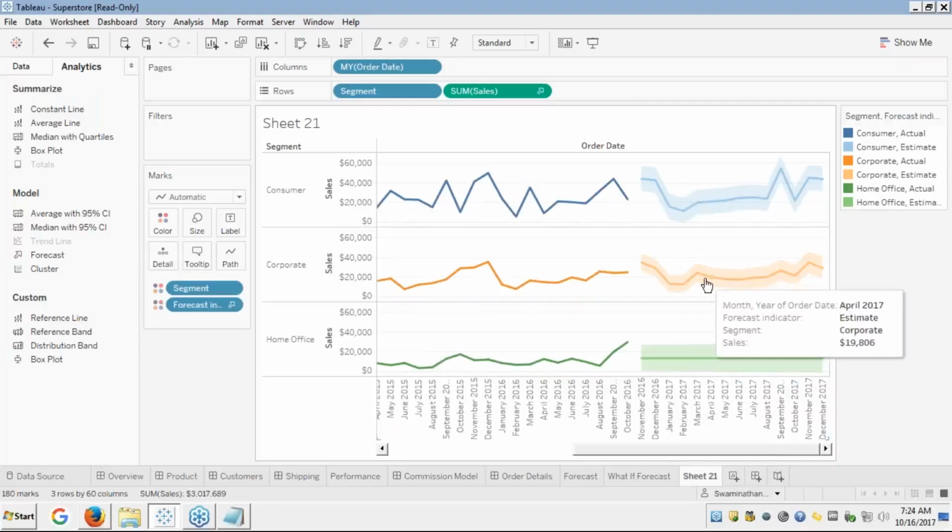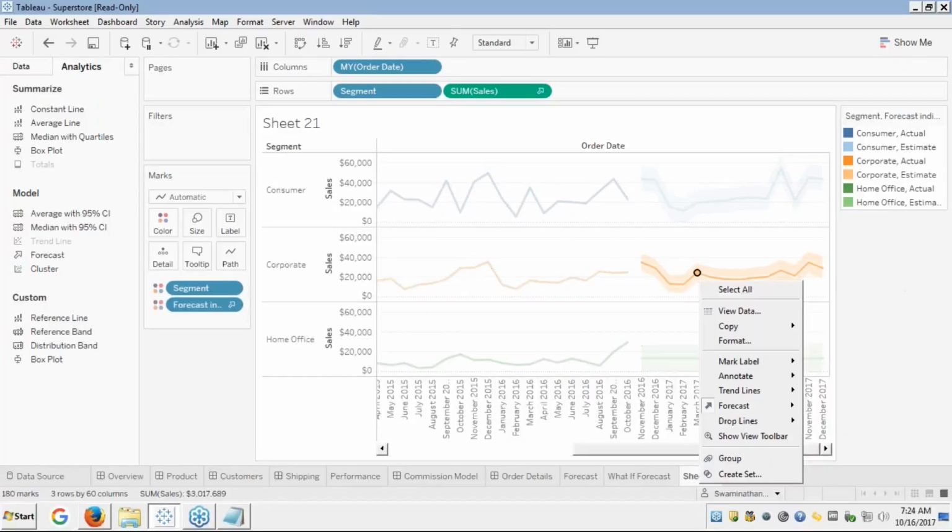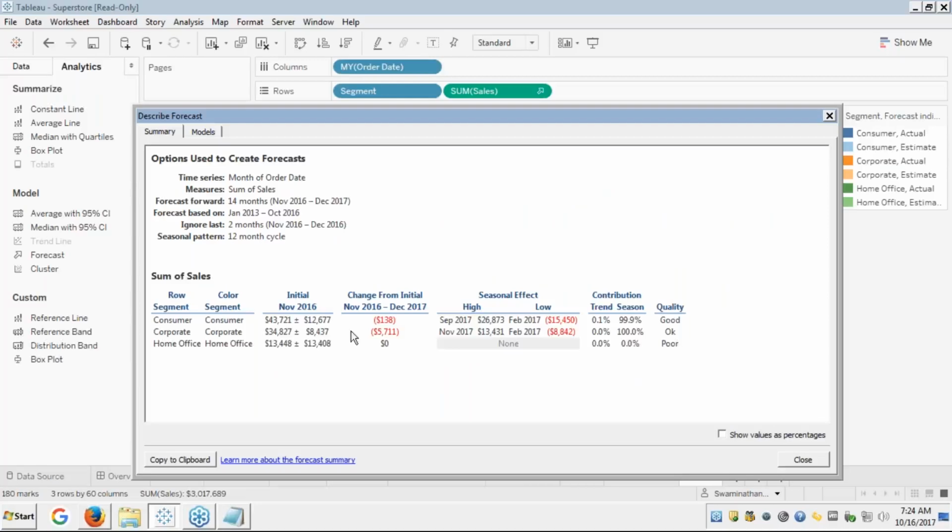Okay, so now moving on, you can right-click this forecast, go to the forecast, and describe the forecast. Once you describe the forecast, it shows us different values here, friends. Can you see here? The model being used is exponential smoothing, and the forecast is based on January 2013 until October 2016 data. The forecast forward is for 14 months, the measure is sum of sales, and the time data is order date.